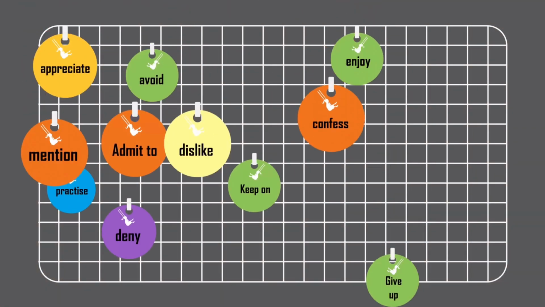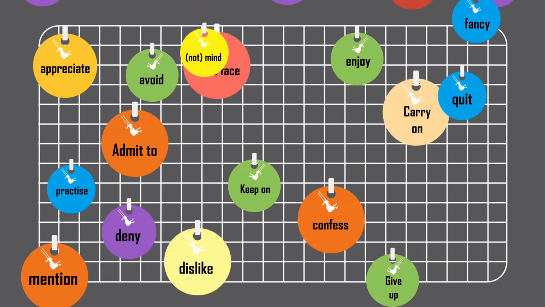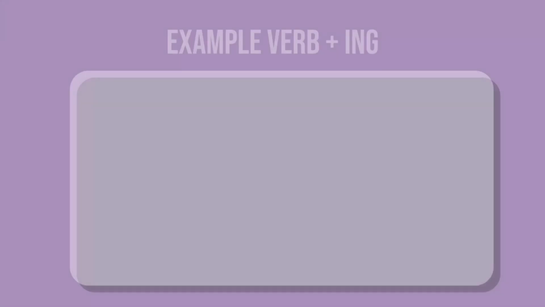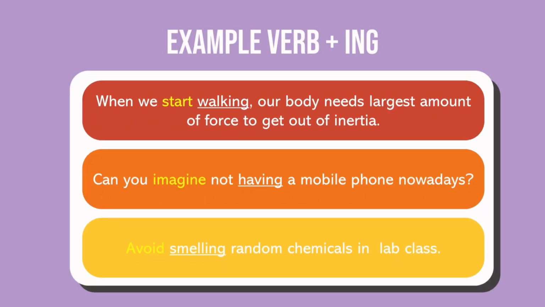Next is verb plus ing form. These are the example verbs that can be used with ing form. Example verb plus ing sentence. Number 1. When we start walking, our body needs the largest amount of force to get out of inertia. Start is the verb. It follows another verb with ing, that is walking.